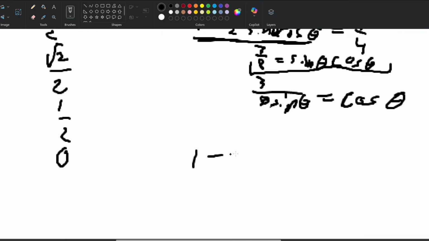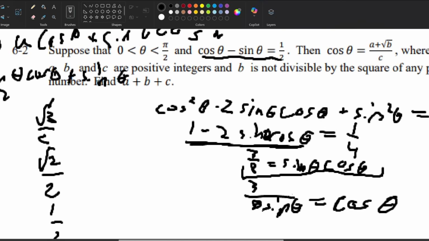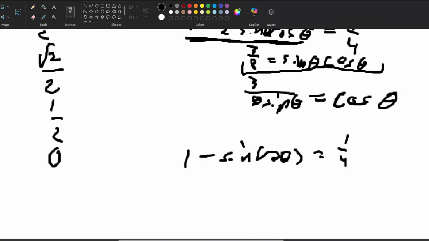So it's 1 minus 2 sine, or sine of 2 theta is equal to, what is it? It's equal to 1/4. So add this on both sides, subtract, so 3 over 4 is equal to sine of 2 theta. But where does sine of theta equal 3 over 4? That's my question.